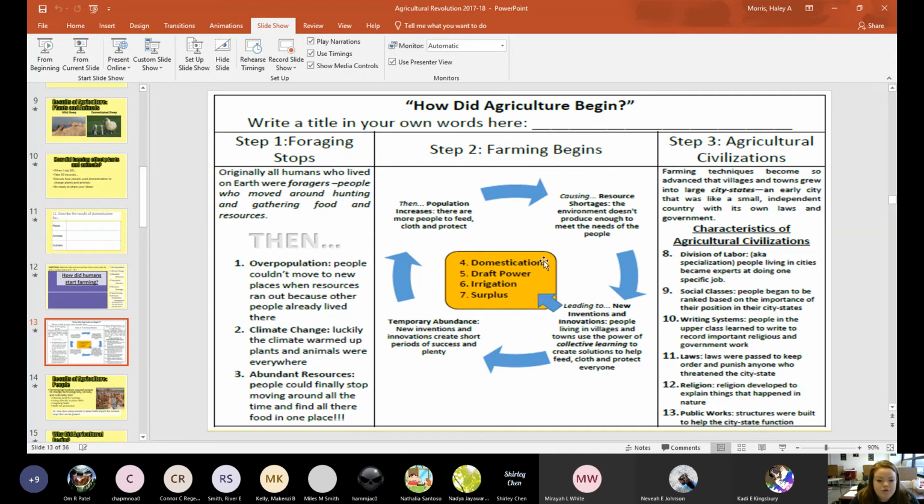This section in the middle is all of those different inventions and innovations that they're talking about. With farming, there are new farming techniques, but those techniques include domestication, draft power, irrigation. Irrigation's one of our vocab words too, right? All of those things are part of the new farming techniques. Having a surplus, that way they can feed more people than just their families. And so then we go into step 3. Because we have farming or agriculture, that's agricultural civilizations.